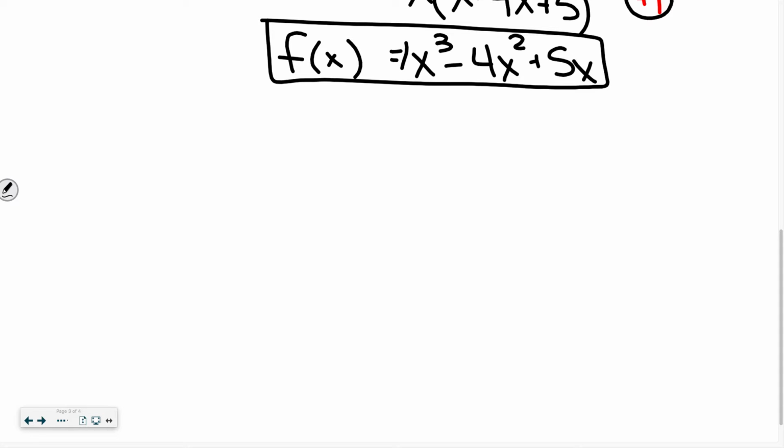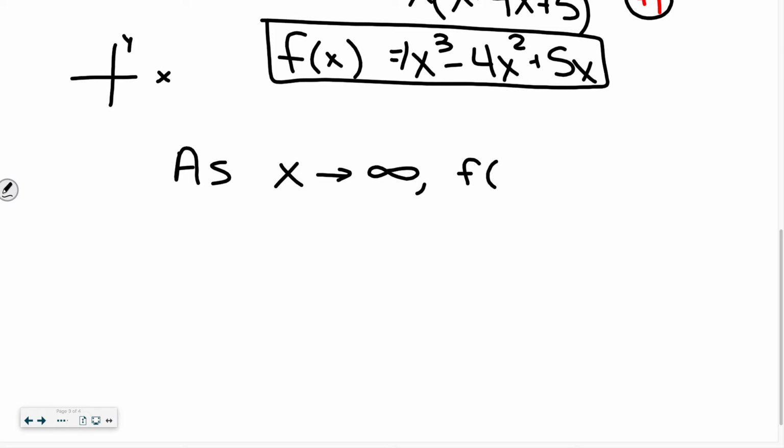Okay. So we want to write this in mathematical notation. How do you say right? As x approaches positive infinity. Think about your x and your y-axis. As x approaches positive infinity, you're going to the right. What is your y doing? Approaching positive infinity. We've got a positive leading coefficient, so it's going up. I got a right arm going up.